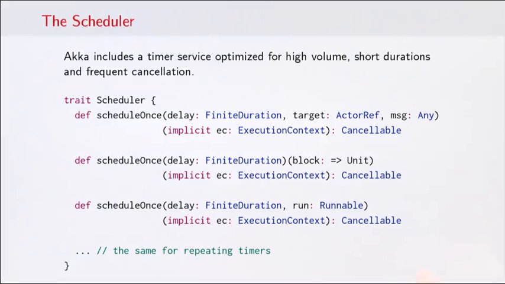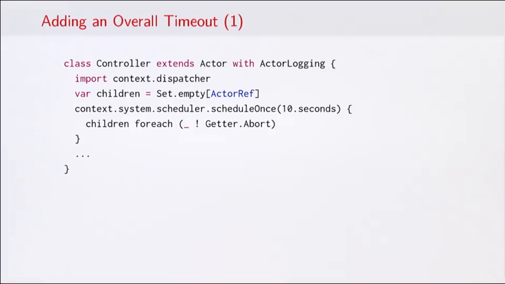There are two other variants, this one more for Scala and this one more for Java, for running an arbitrary block of code after the delay. But these two methods should be used with care. We could have implemented a timeout in a different fashion. For example, if we wanted to have a timeout which fires 10 seconds after the controller starts and not 10 seconds after the last message was processed, then we might use the scheduler.